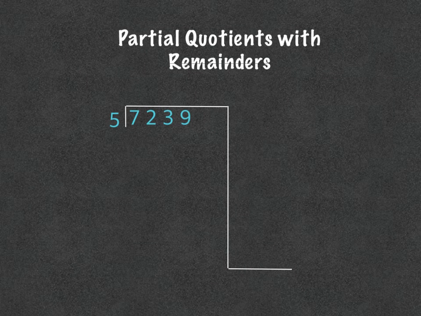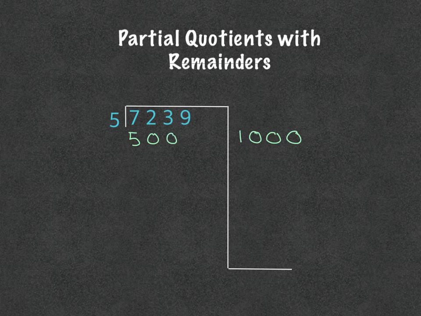Okay, today we're going to talk about partial quotients with remainders. So we're going to continue with our partial quotient method to solve long division, but this time we're going to do some with remainders. So as I look at this, I have 5 as my divisor, and my dividend in here starts with 7,000. So I know that 5 goes into 7,000 1,000 times, because 1,000 times 5 equals 5,000.